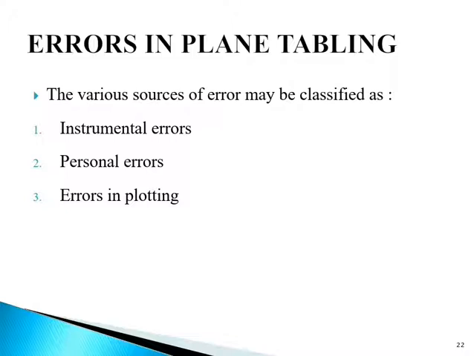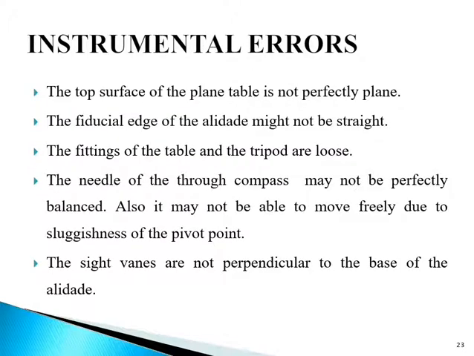Now we are going to discuss errors in plane tabling. The various sources of error may be classified as instrumental errors, personal errors and errors in plotting. First of all, let us see instrumental errors. The top surface of the plane table is not perfectly plane. If it is not perfectly plane, then there are chances we may miss some points and some rays. The fiducial edge of the alidade might not be straight. If we are using the alidade to draw the rays and its fiducial edge is not straight, then it will not make perfect lines.